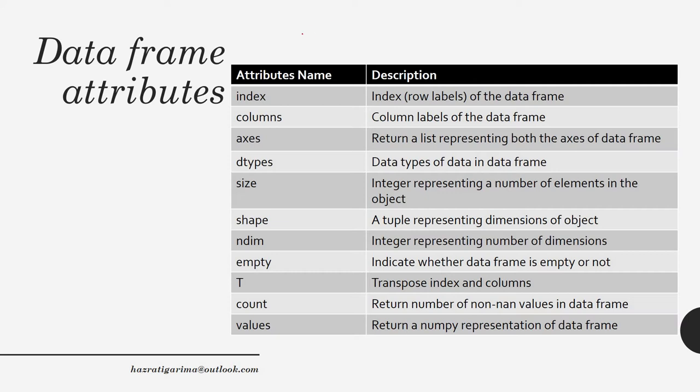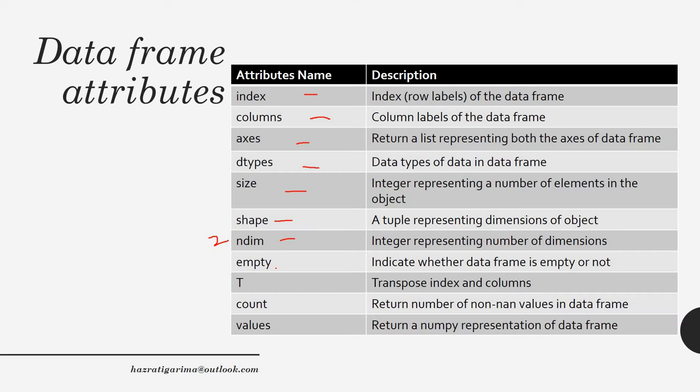Here we are having a few attributes like index, which is giving us information about the rows, columns giving us information about the column labels, axis giving us a list about both the axes, that is 0 and 1. Dtypes provide us the data types of the data in the data frame. Size presents us the total number of elements. Shape gives us a tuple, which represents the dimension of that object. Ndim is the number of dimensions, and we all know that a data frame is a two-dimensional object, so by default in every data frame it is always 2. But if we are creating a 1D data frame, then it is 1.